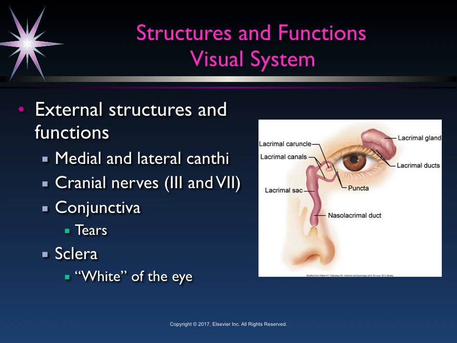The conjunctiva is, oh wait a minute, I want to go back about that. The eyelids open by action of the cranial nerve, specifically the third cranial nerve, which is the oculomotor nerve, and they close through an action of the muscles innervated by the seventh cranial nerve, or the facial nerve.